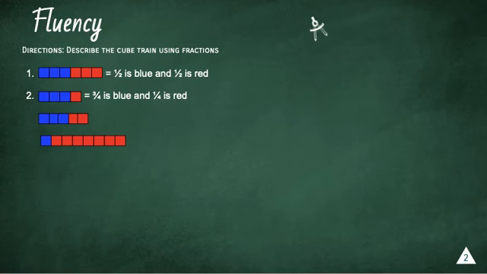Let's look at the next one. On this cube train, we see 3 blue and 2 red. Think about the fraction that is blue and the fraction that is red. If you guess that 3/5 is blue and 2/5 is red, you are correct.